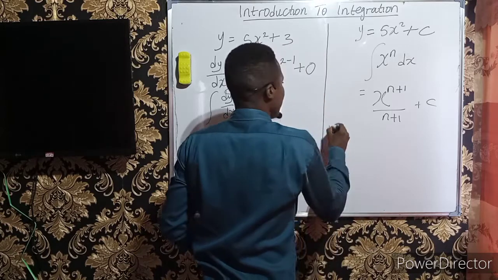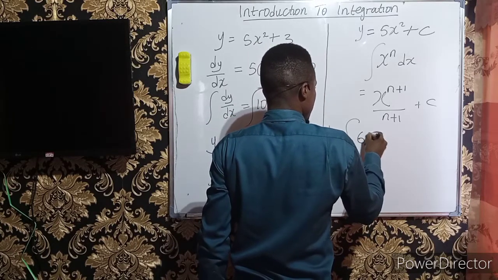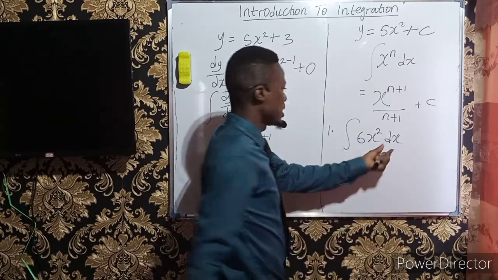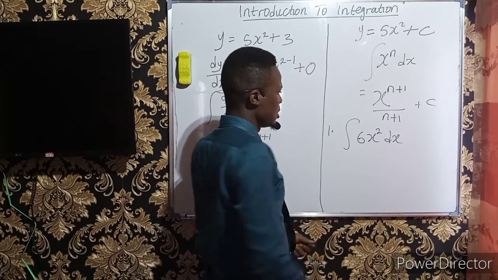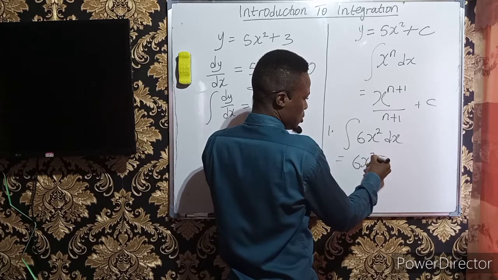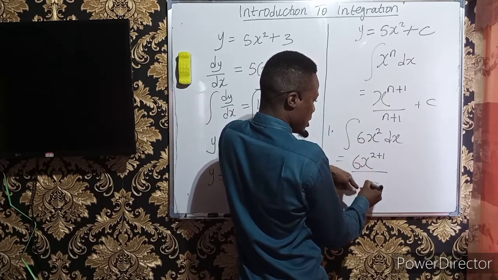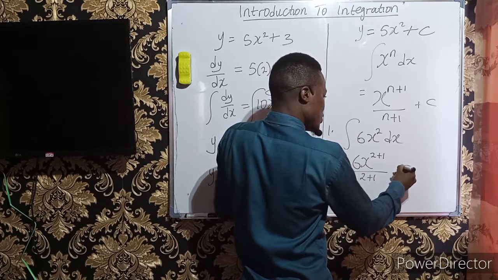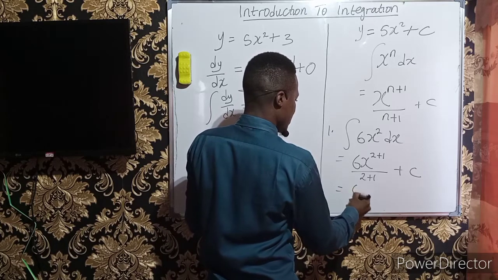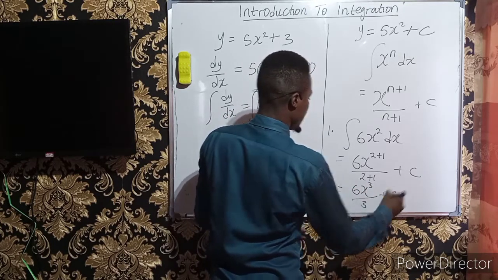So supposing you are asked to integrate, let's say 6x power of 2 with respect to x. This dx means we are integrating with respect to x. This is just 6 is here, x. The power is 2. Add 1 to the power from the formula, over whatever you're having here, bring it down, 2 plus 1. Then you say plus c, the constant of integration. So we shall have now 6x power of 3 all over 3 plus c.